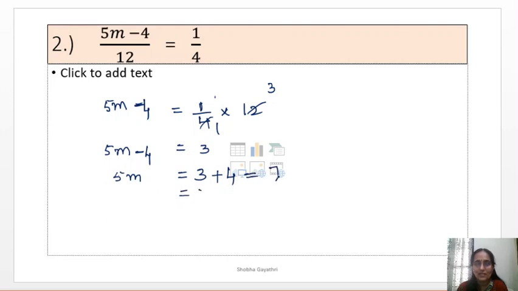Now 5m equals 7. Now you have to transpose 5. It is multiplication here, so you have to transpose it to the right side. What will happen to the operation? It will become division, right? You can write this division in terms of a fraction. 5 is the divisor, so it will become the denominator when we write the division sum as a fraction. You got the value of m as 7 by 5, and 7 by 5 is the solution of the equation.